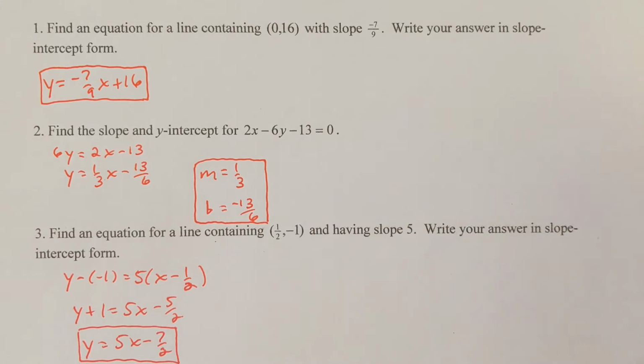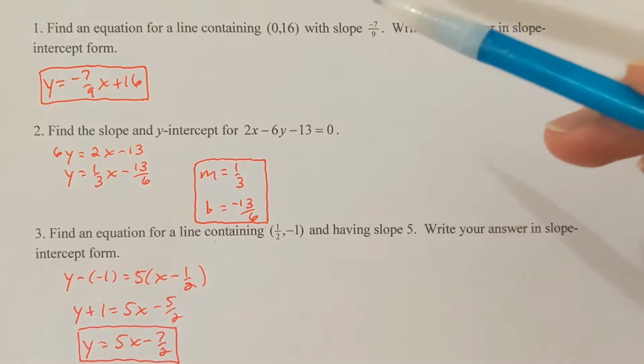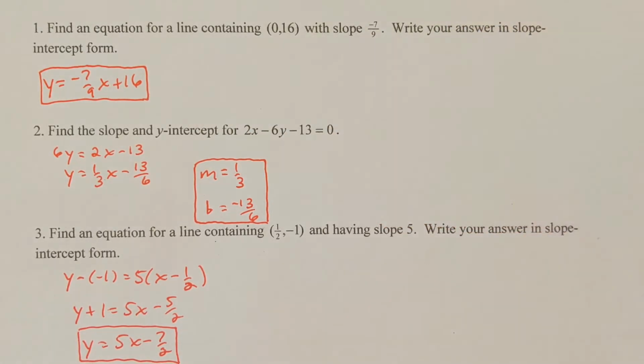So as an example, find an equation for a line that's containing the point (0, 16) with a slope of negative 7/9. Write your answer in slope-intercept form. Okay, so here we know the slope. We also know the y-intercept, 16. So I can go right to the answer. y equals negative 7/9 x plus 16.